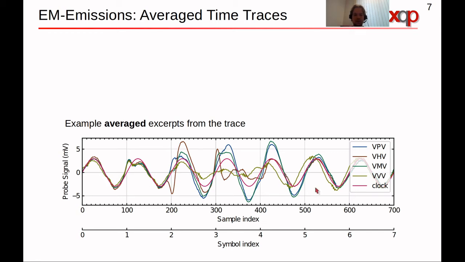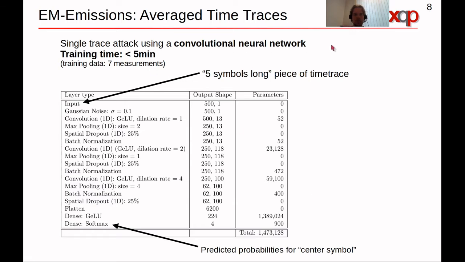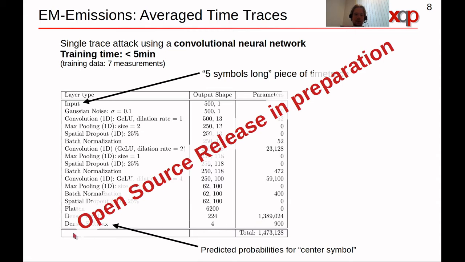To extract this information, we use a neural network, a convolutional neural network, which takes less than 5 minutes to train using 7 measurements. Again, a measurement is a single trace. And we input a 5 symbol long piece of the time trace, that's 500 samples, and we get out 4 numbers which add up to 1, and they indicate which symbol the network thinks was in the middle of this time trace. And the network and also the data that we measured will be released open source, and this is in preparation in order to help other researchers perhaps test their devices and also reproduce our results.